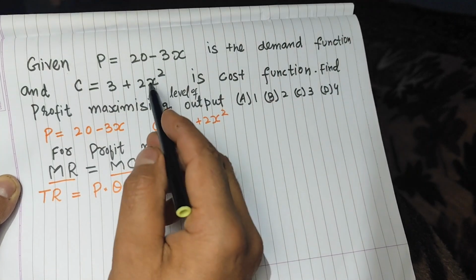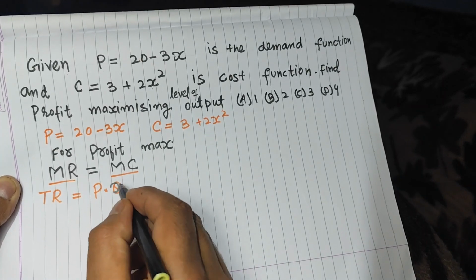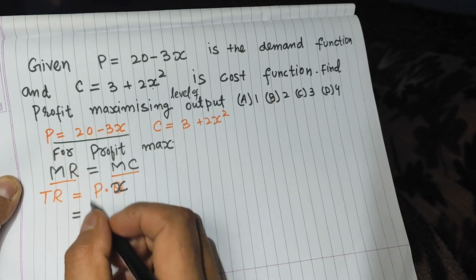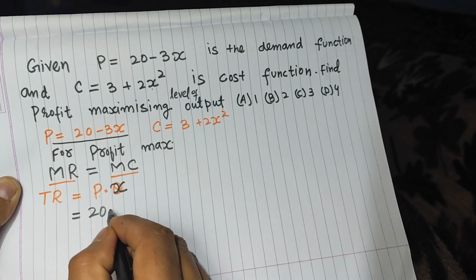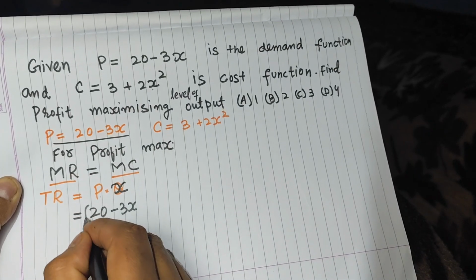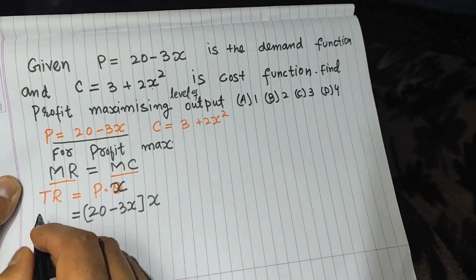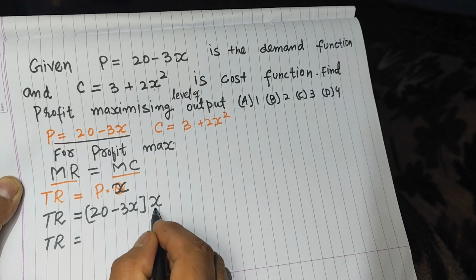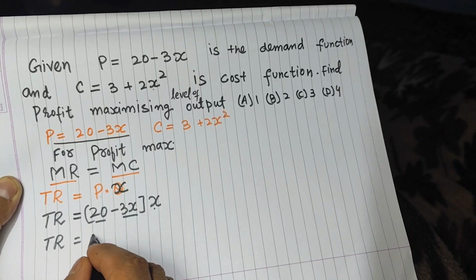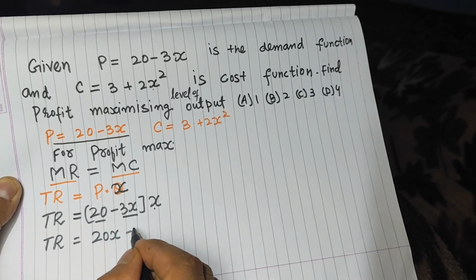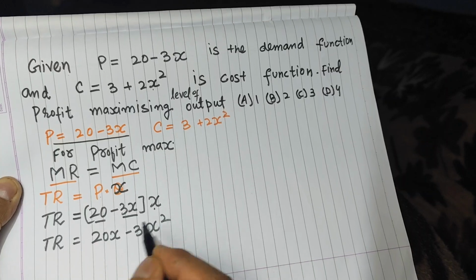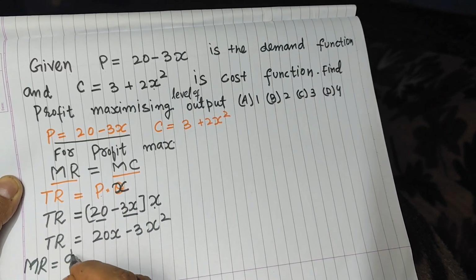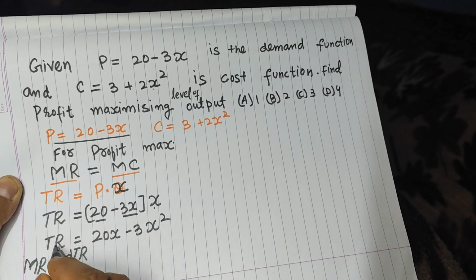Since output is being denoted by x, let me write it here, x. Okay, so P is being given as this very function, so let me write in place of P as 20 minus 3x. To this I need to multiply by x. This will give us the total revenue. So total revenue is equal to, this x is multiplied to each of these terms, it becomes 20x minus 3x square.